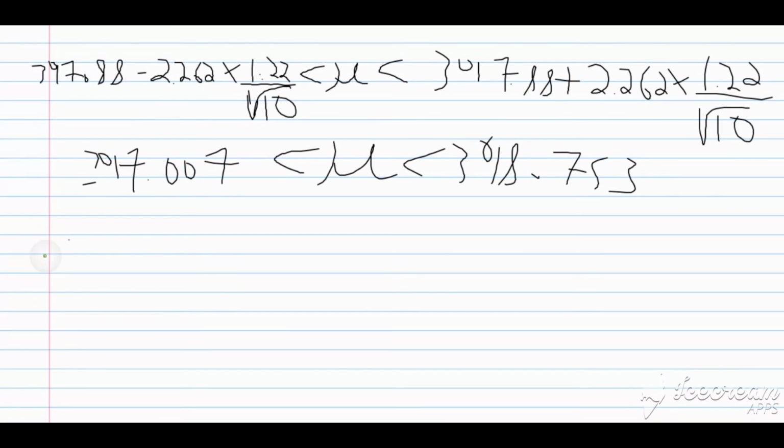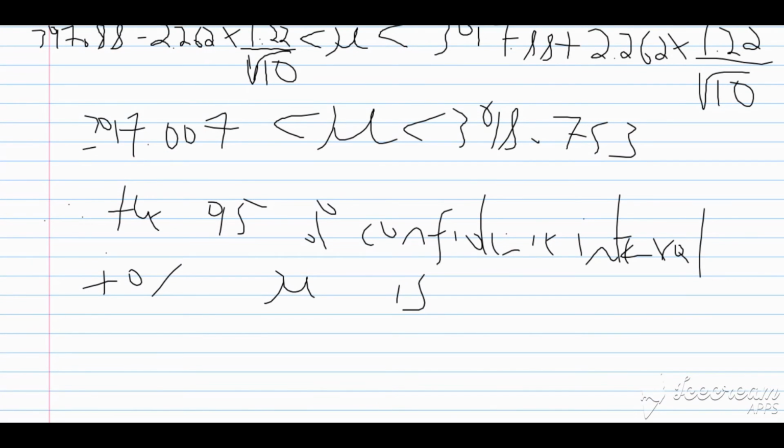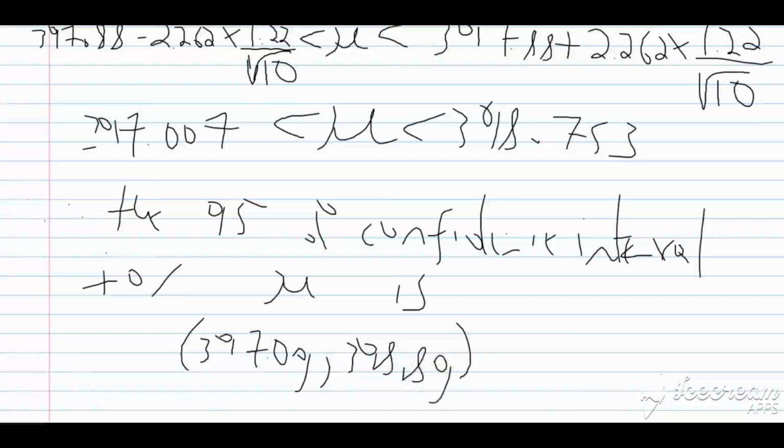So now I can actually write my statement. I can say therefore the 95% confidence interval for mu, of course mu is the population mean, and let me just round this off to 1 decimal place, is 397.0 grams to 398.8 grams. All right, and this is me writing it in terms of interval notation.